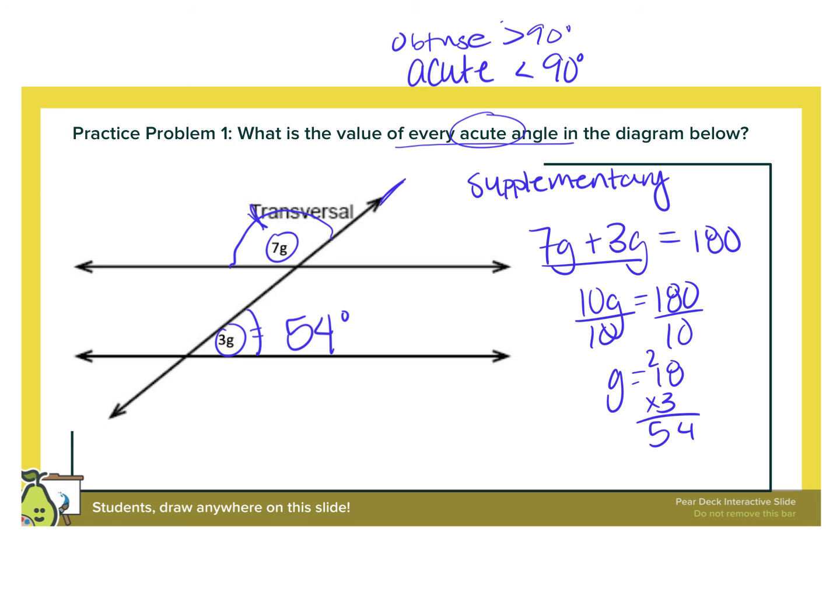So all of the acute angles are 54 degrees. And that's it. We're done with practice problem 1.